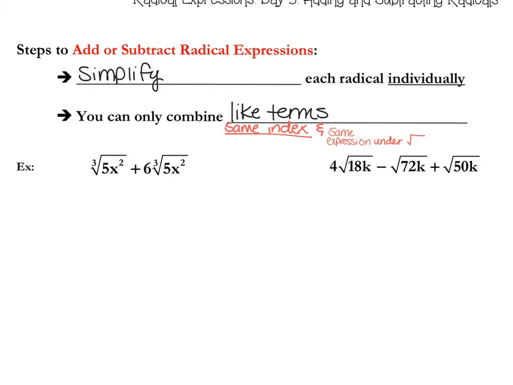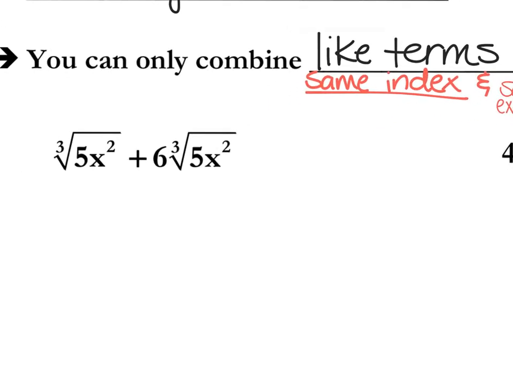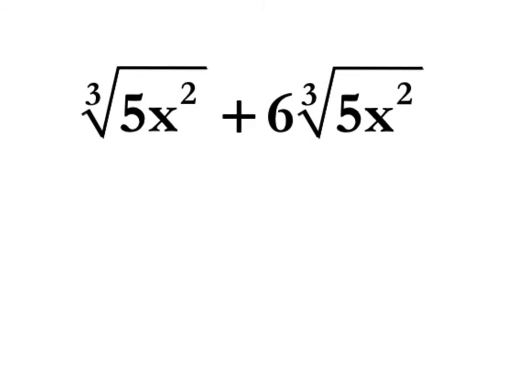So first example, here we go. Notice that these are like terms. The reason why these are like terms is because we have the same index and the same expression under the radical.